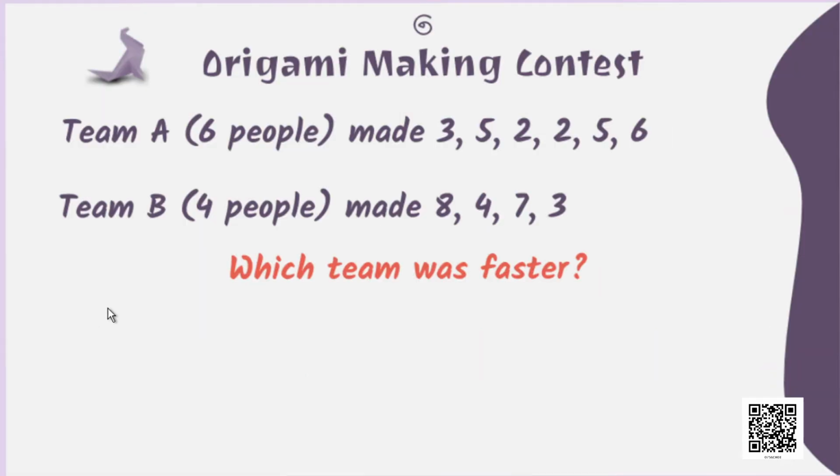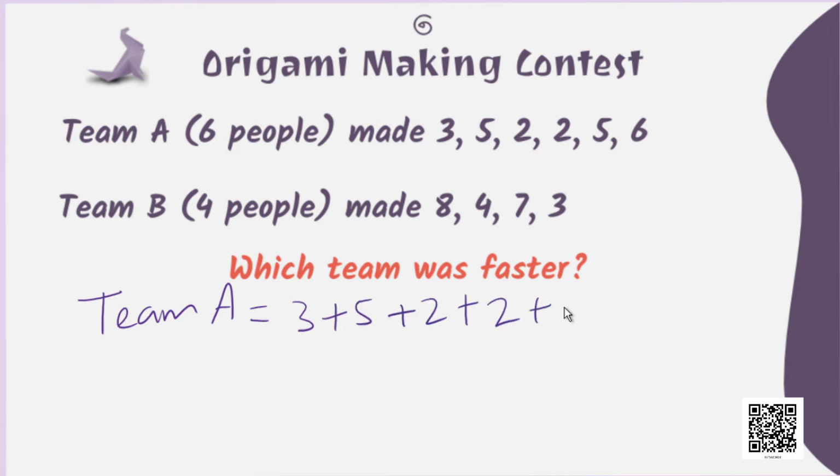Coming back to this question, we will look at which team was faster using average. So team A, the total number of models they made is 3 plus 5 plus 2 plus 2 plus 5 plus 6. So this is 5 plus 3 is 8, plus 2 is 10, 12, 17 and then 23. So they had made 23 models. And so what is the average? The total divided by the number of observations. So 23 divided by 6.